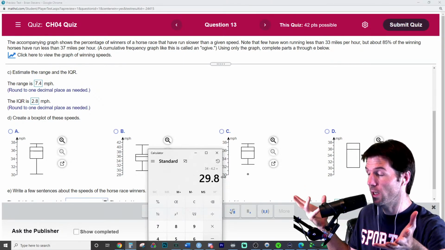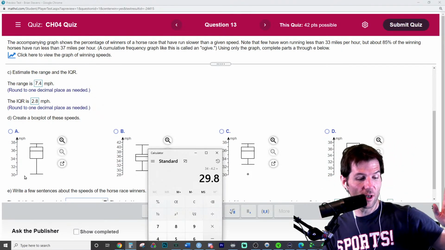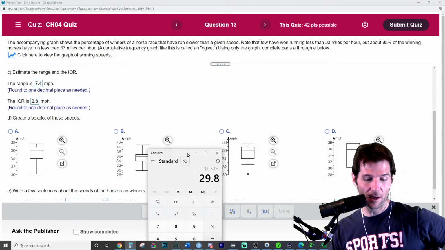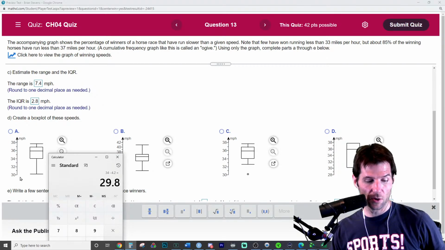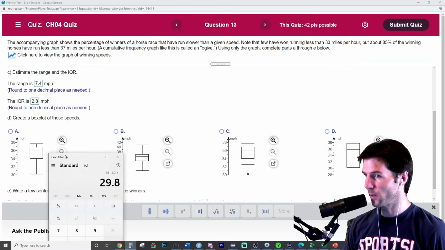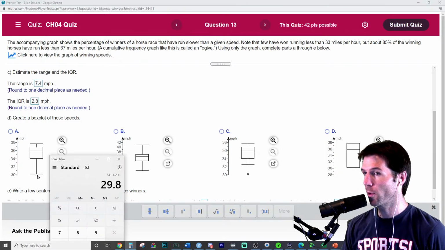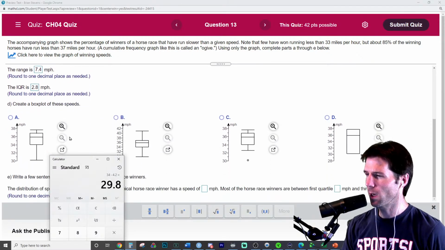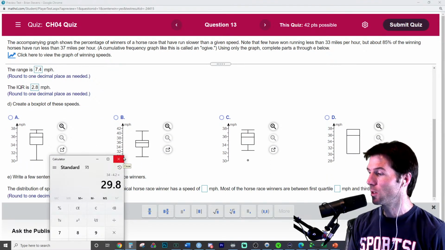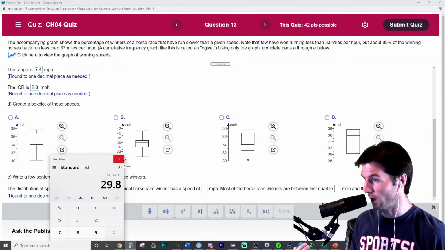Because we just figured out that 30 is above the lower fence, so 30 is not an outlier. The lower fence is down here at 29.8. And 30, which is the minimum, we figured that out previously by finding the min and the max. So 30 is within the lower fence.